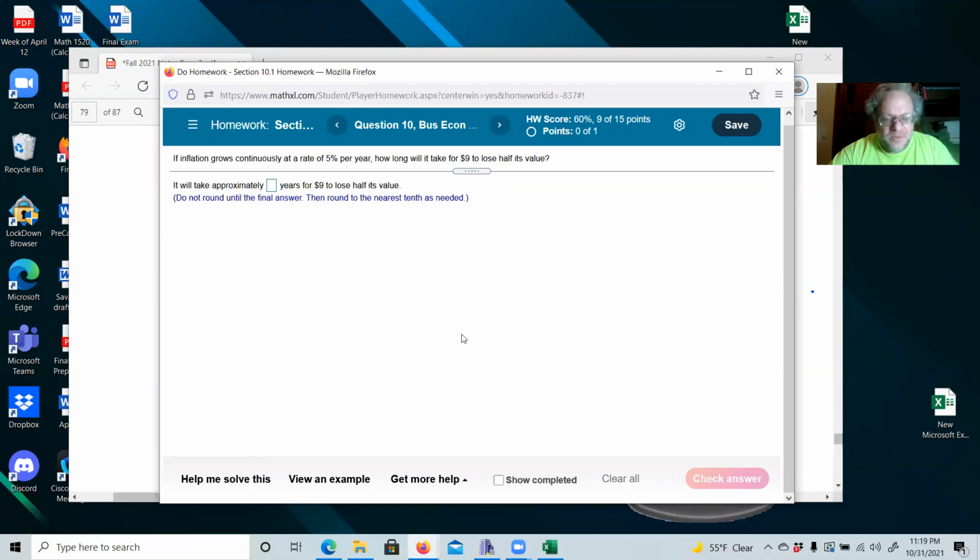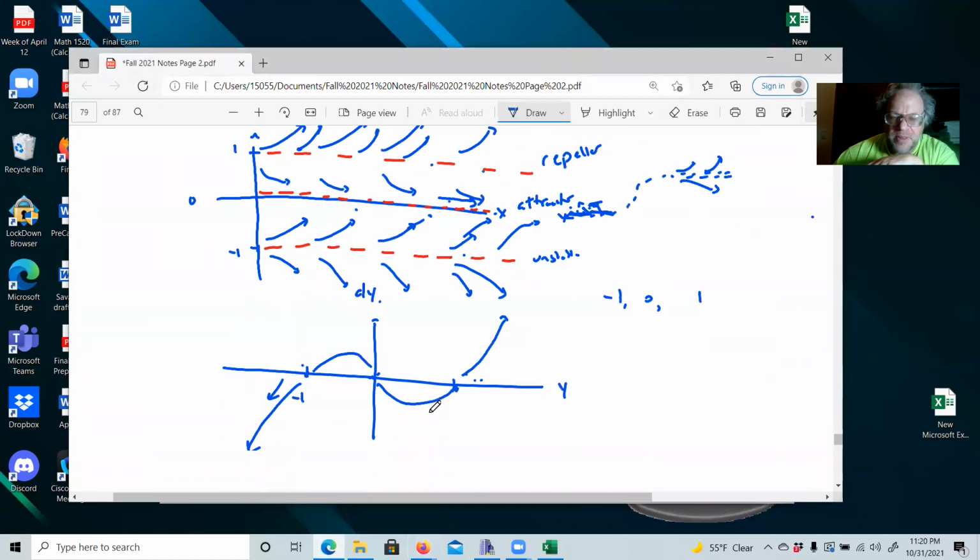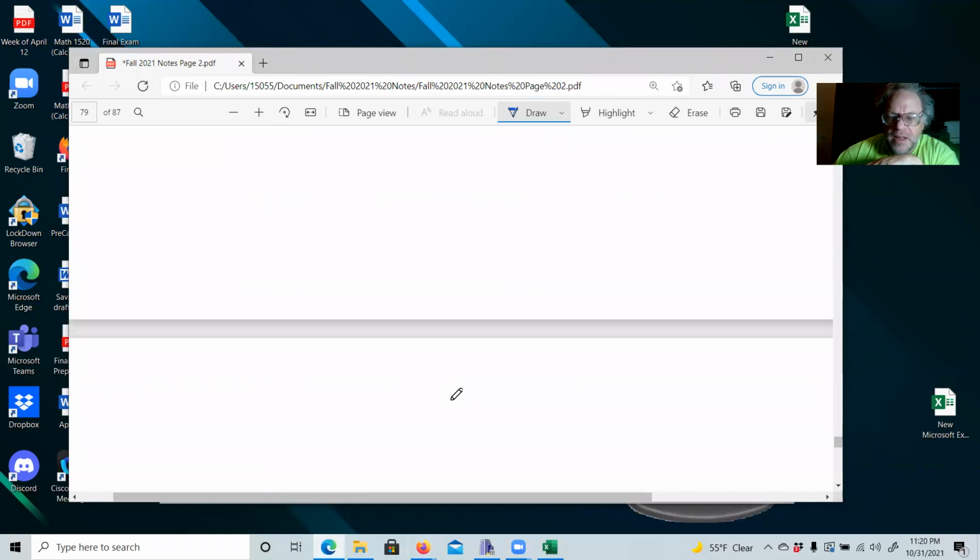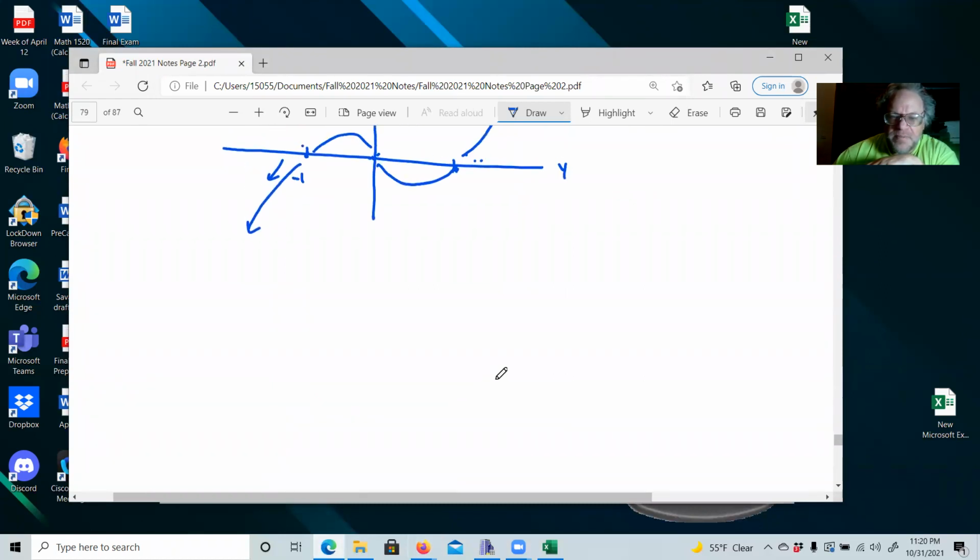All right, so this is the fun part of differential equations, because if inflation grows continuously at a rate of 5% a year, that's pretty high, how long will it take $9 to lose half of its value? Don't round the answer until the end. You might remember these from your college algebra days.